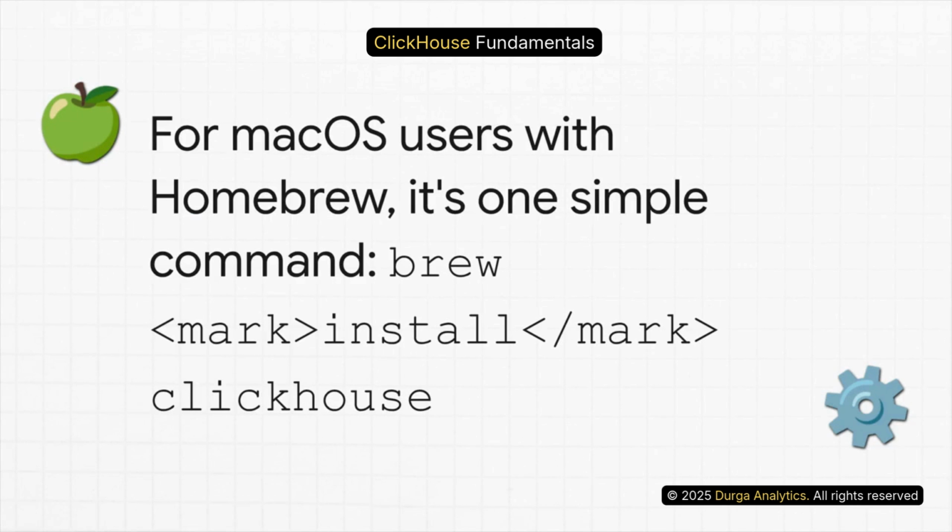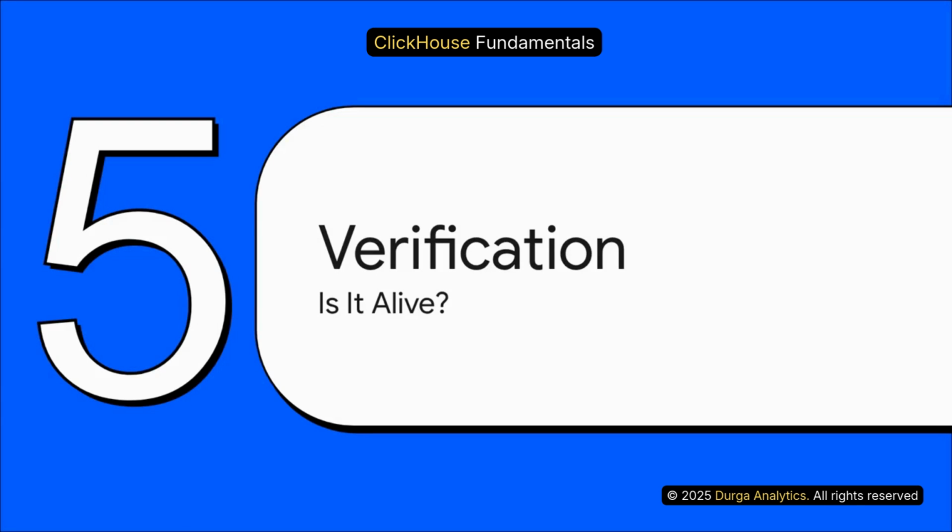Seriously, if you have Homebrew installed, it's just one simple command. Brew install ClickHouse. That's it. It does all the heavy lifting for you. Okay, so no matter which path you took, Docker, Linux, or Mac, your server should be up and running right now. So now for the moment of truth.